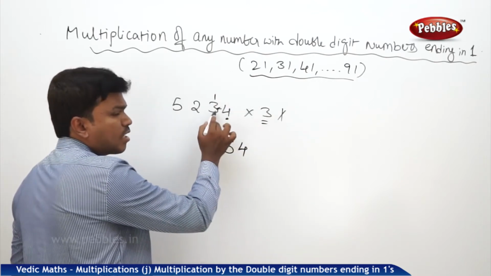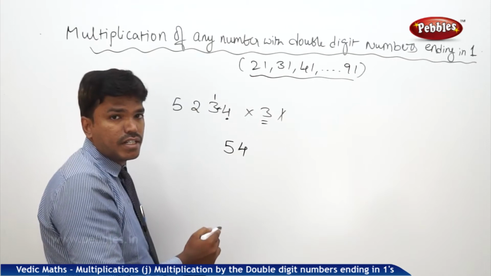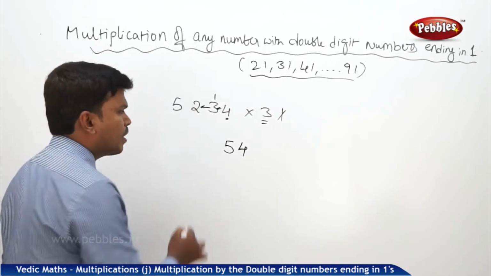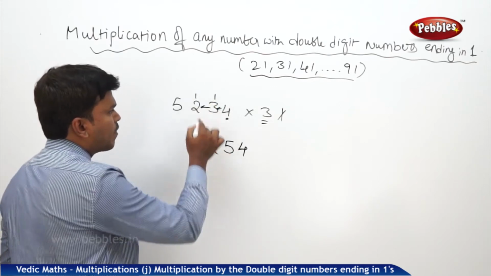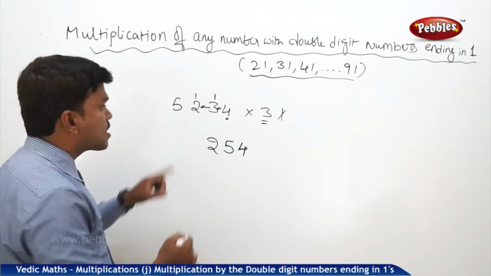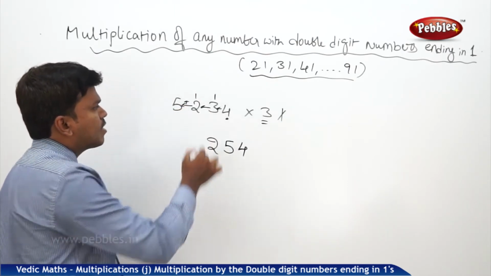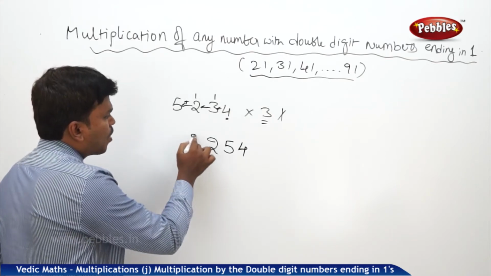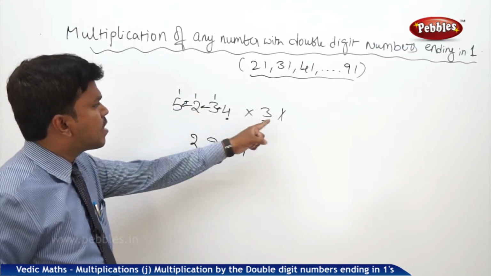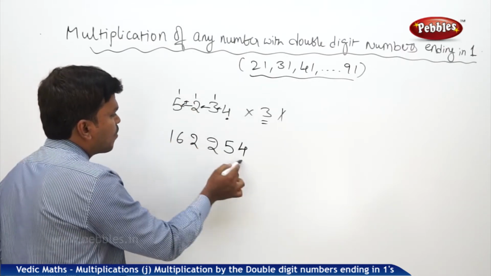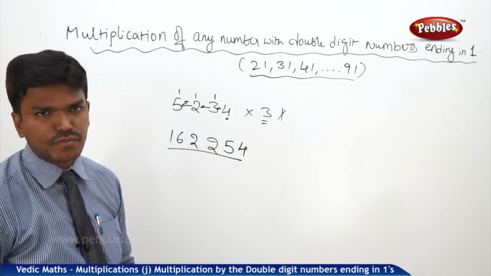Now what is 3 3s? 9. 9 plus 1, 10. 10 plus left side digit 2, 12. So drop 2, carry 1. Now what is 3 2s? 6. 6 plus 1, 7. 7 plus the left side digit 5, 12. So drop 2, carry 1. Now what is 3 5s? 15. 15 plus 1, 16. So simply drop 16 like this.